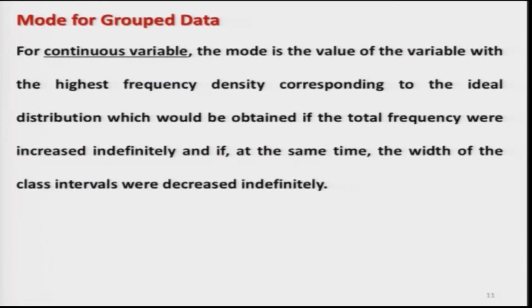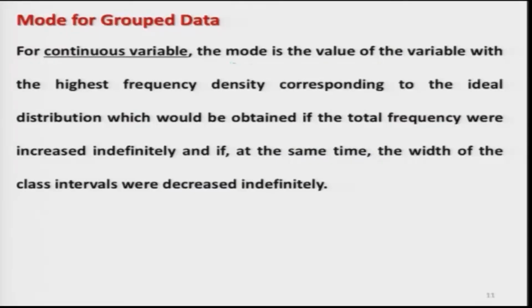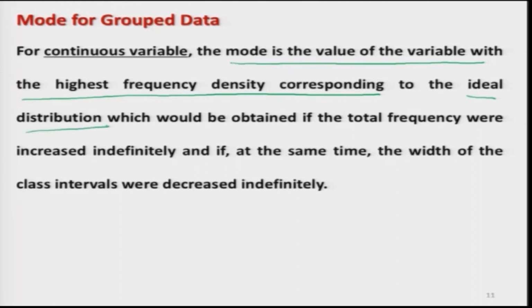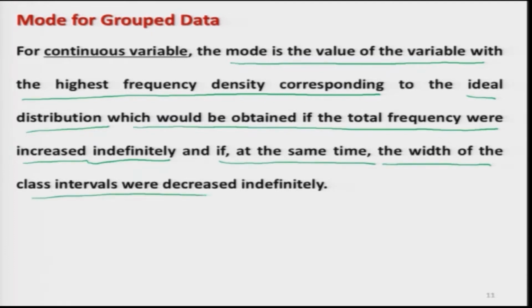And now we come to the aspect of how to compute the mode for grouped data, or data on a continuous variable. So in the case of a continuous variable, the mode of the data is the value of the variable with the highest frequency density corresponding to the ideal distribution. What is an ideal distribution? It is the one which would be obtained if the total frequency were increased indefinitely, that means becoming very, very large, and if at the same time the width of the class intervals were decreased indefinitely.